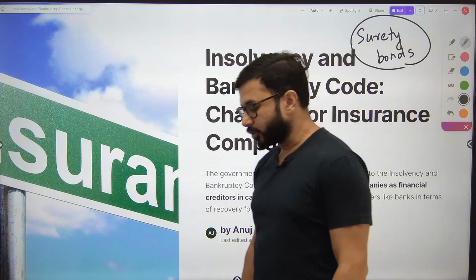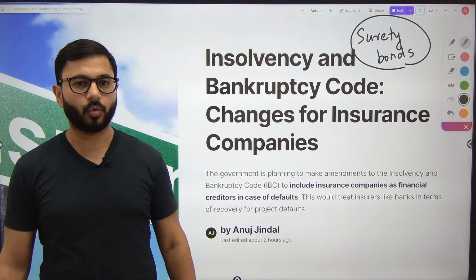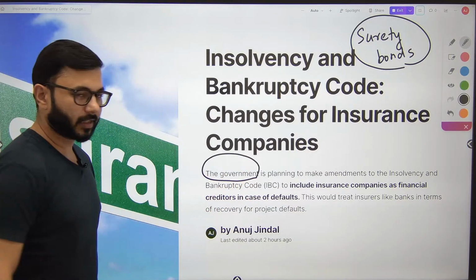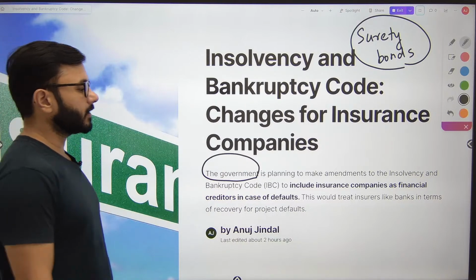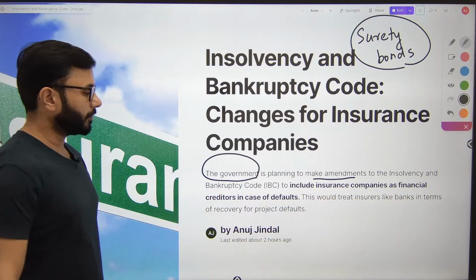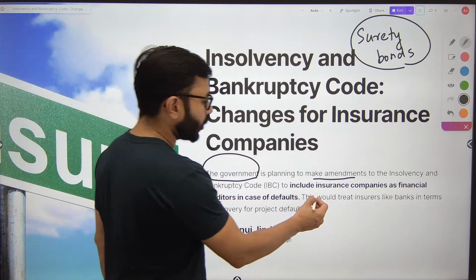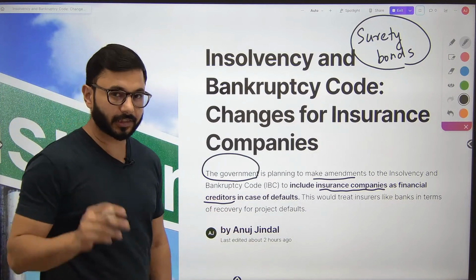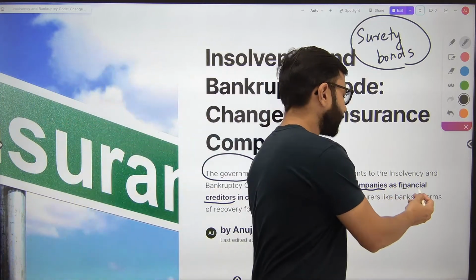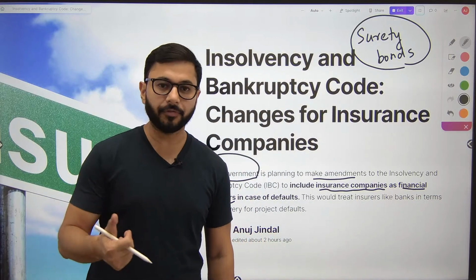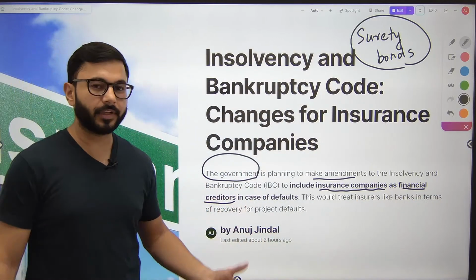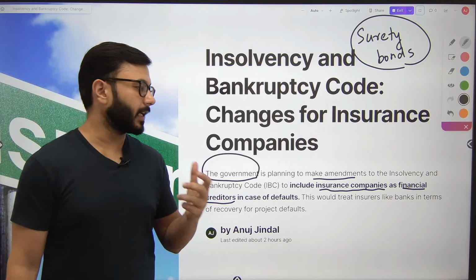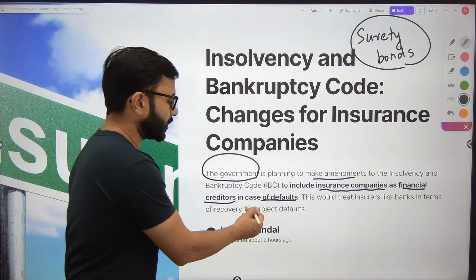Okay. So the insurance companies must have pitched it to the regulator IRDAI, and now the government is planning, they've not done it yet, the government is planning to make amendments to the Insolvency and Bankruptcy Code to include insurance companies as financial creditors. These are the keywords. Please remember them. यहीं से marks मिलते हैं. In the interview as well as in phase 2, this is what will get you marks. Insurance companies to act as financial creditors in case of defaults.